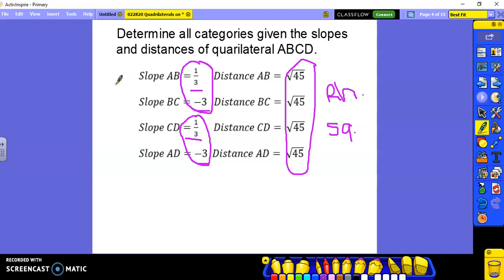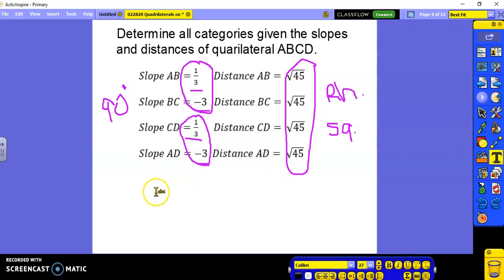Well, 1/3, my reciprocal is 3/1, and the opposite of being positive is negative, so -3. This tells me this side meets at a 90-degree angle. Well, if it meets at a 90-degree angle, that means it is a square. So my general classification for this is a square.